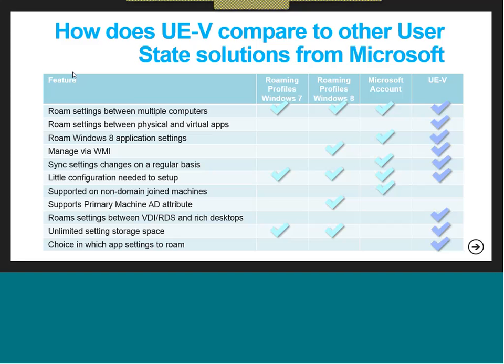We see roaming profiles for Windows 7. We have the ability to roam settings between multiple computers. There's little configuration needed to set up. It's all done on the server back end. We just enable roaming profiles through group policies, and we can configure folder redirection through the same mechanisms as well. Roaming profiles for Windows 8 also includes management of roaming profiles through Windows Management Instrumentation. Gives us more control over this process.